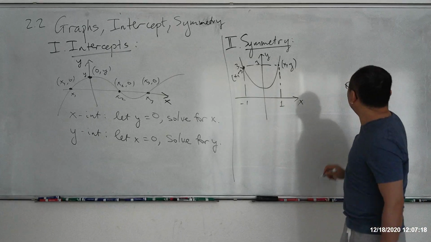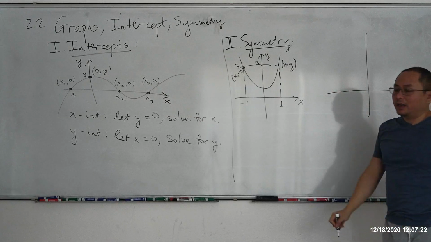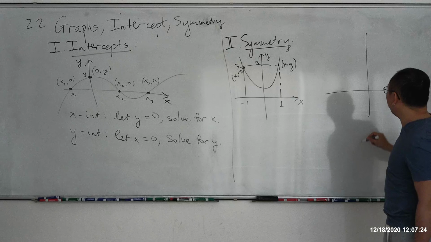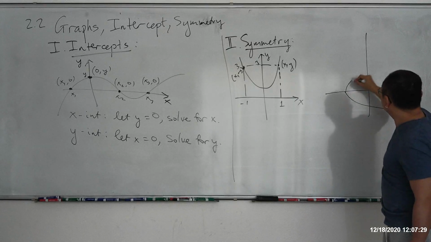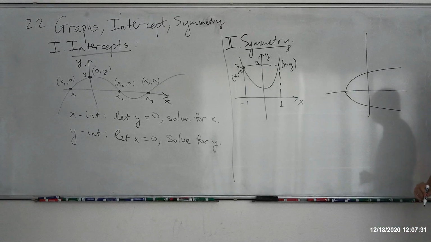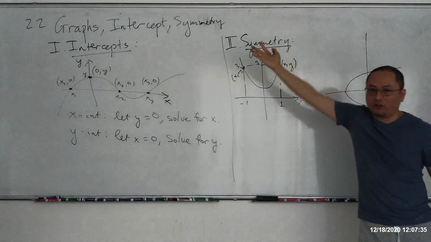Similarly, the second type of symmetry is about the x-axis. Say I have a graph like this. Now I'm drawing another parabola. Keep in mind, this is not a function. We don't talk about function. We just say graph in general.